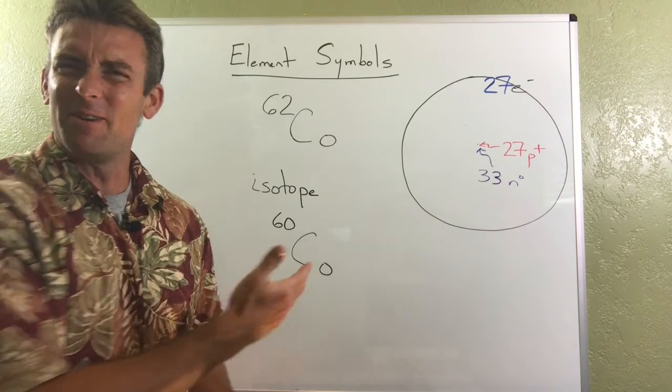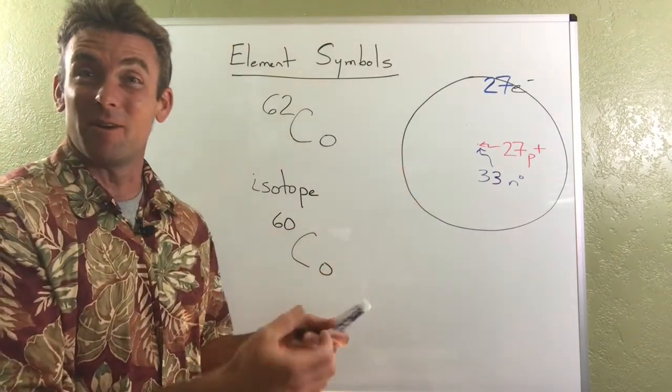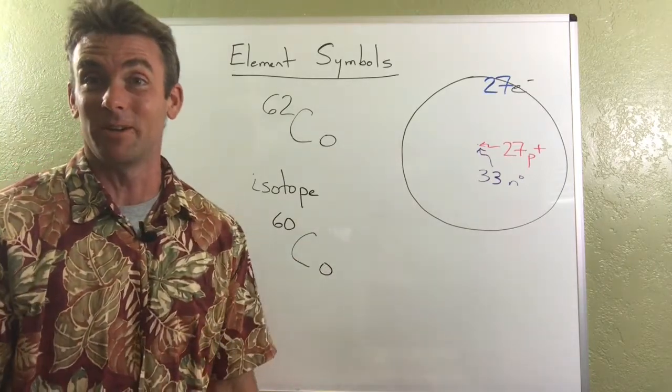In much the same way, if you don't have enough neutrons in the nucleus, it turns out that leads to something called radioactivity, where your nucleus will actually just fall apart, right? That's the basis behind nuclear chemistry.